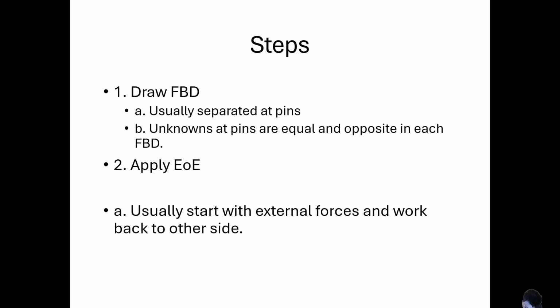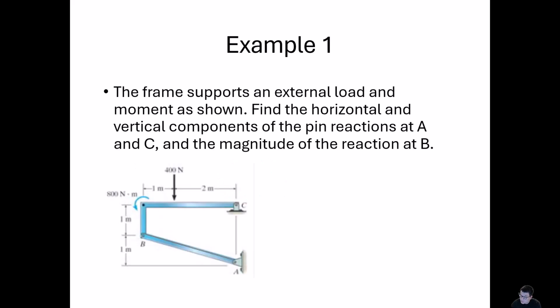Just to refresh your memory, the three equations of equilibrium are: first, the sum of moments about any point equals 0; second, the sum of Fx equals 0; third, the sum of Fy equals 0. We use the three equations of equilibrium to solve the forces, and usually start at the external forces and work back to the other side. That's what we did for the joint method and the cross-section method for truss analysis. We usually start with the external forces.